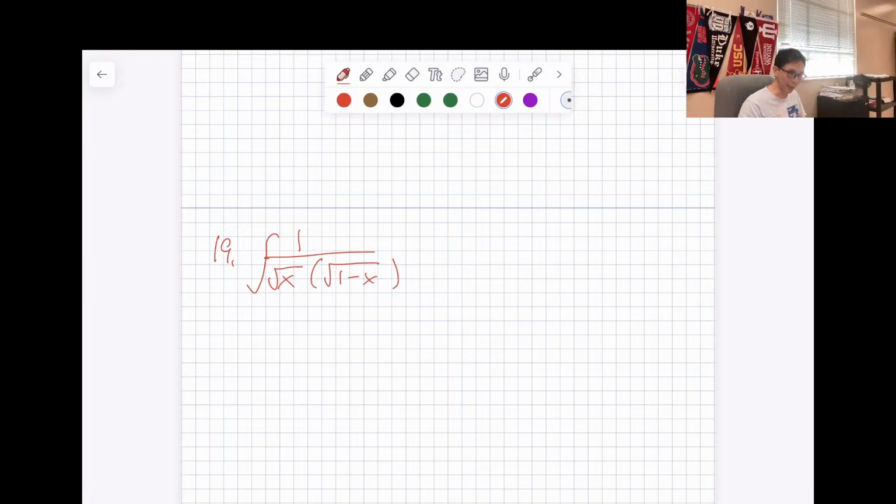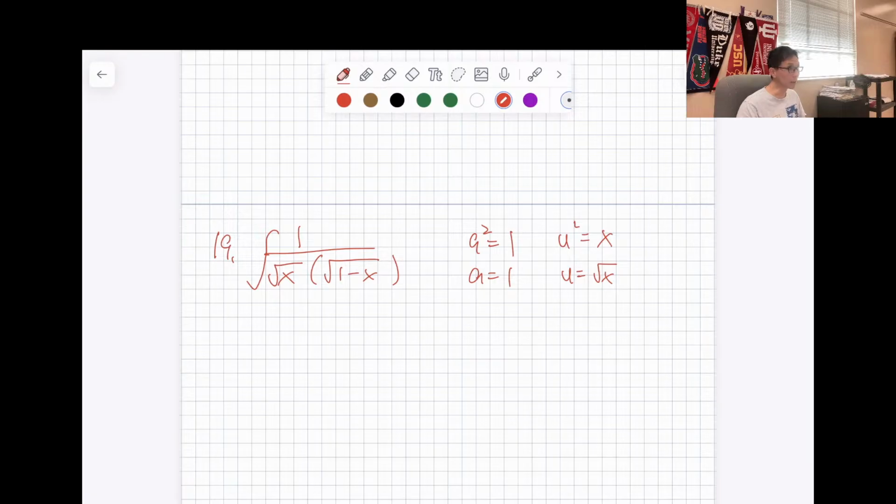So then I said, well, if we assume that this is arcsine, then a squared must be 1. A must be 1. And u squared is equal to x. So u must be square root x. Well, the problem here is you should set it up this way. And then du should be 1/2 x to the negative 1/2 dx. Did you do that part? Okay, so that's going to be 1 over square root x.